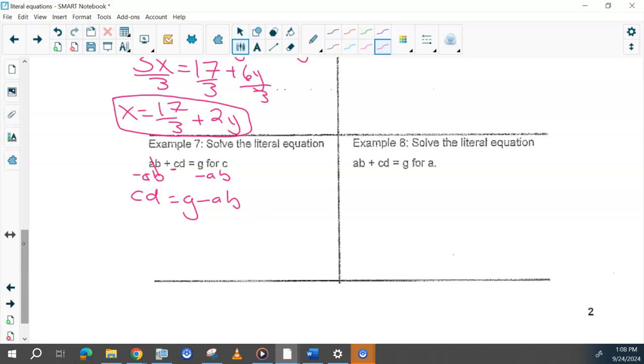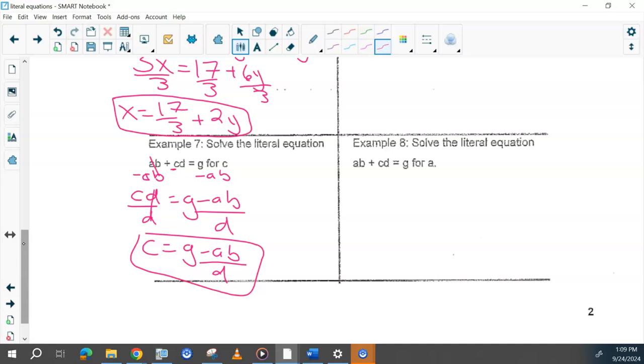And then our last step. Divide both sides by d. Correct. Thank you. Yes. So then that final answer would be c equals g minus ab all over d.